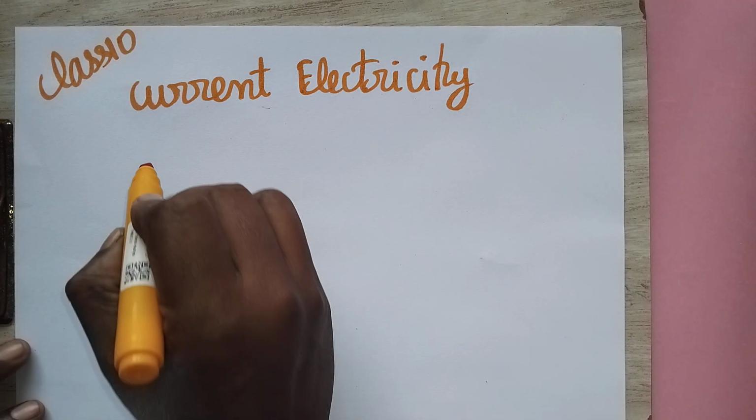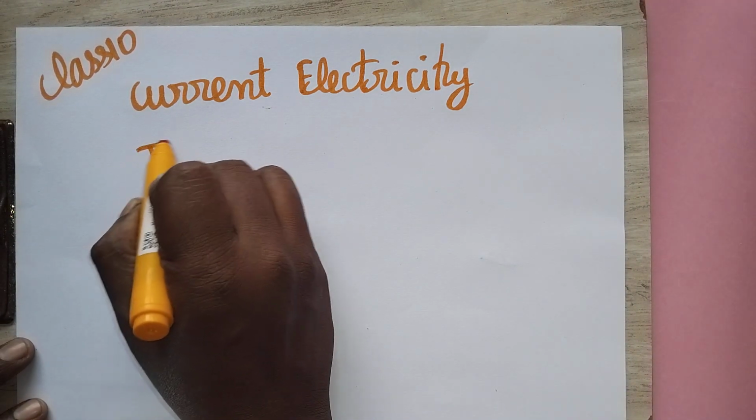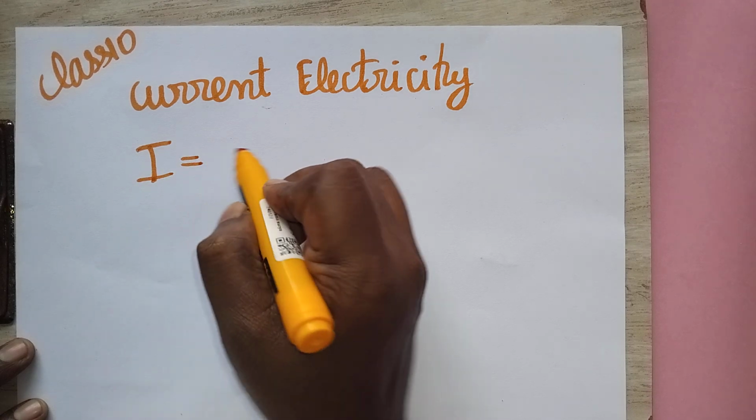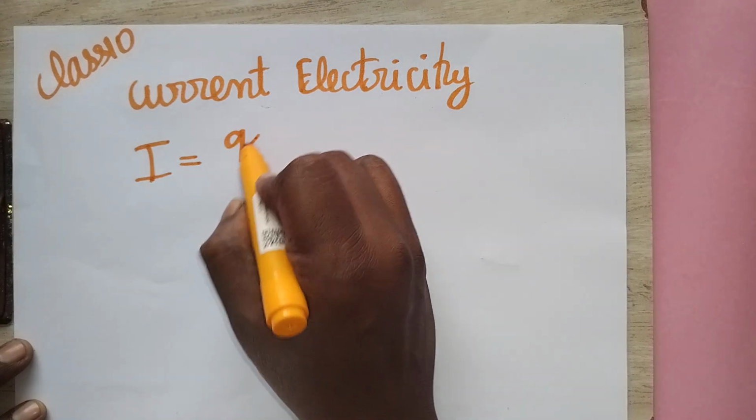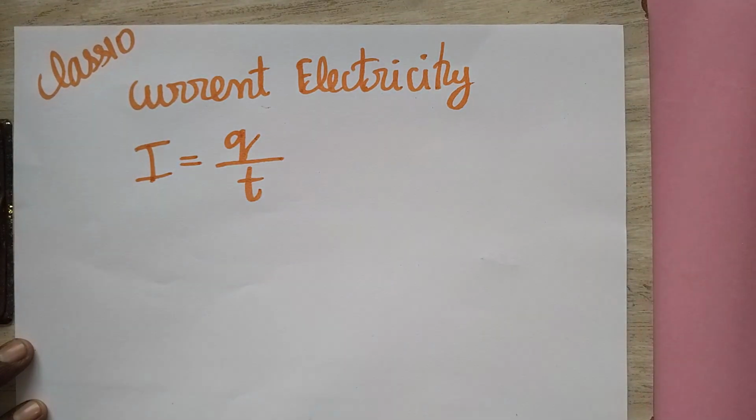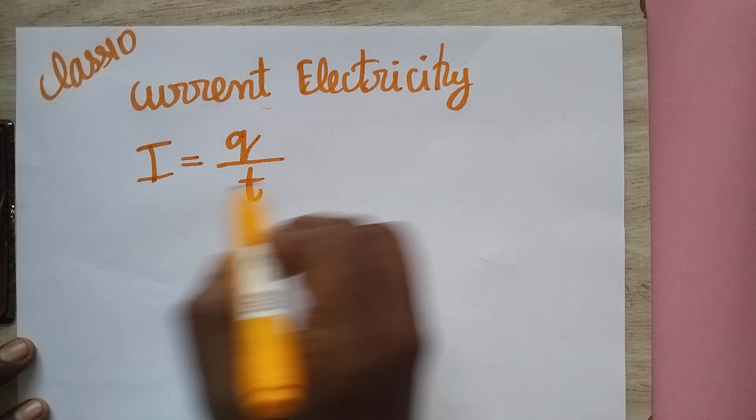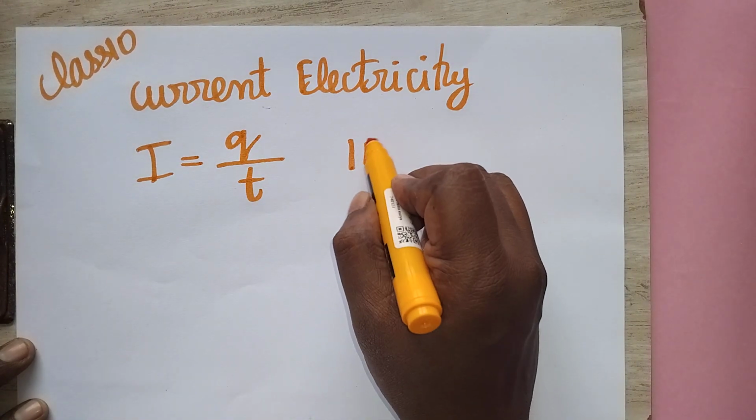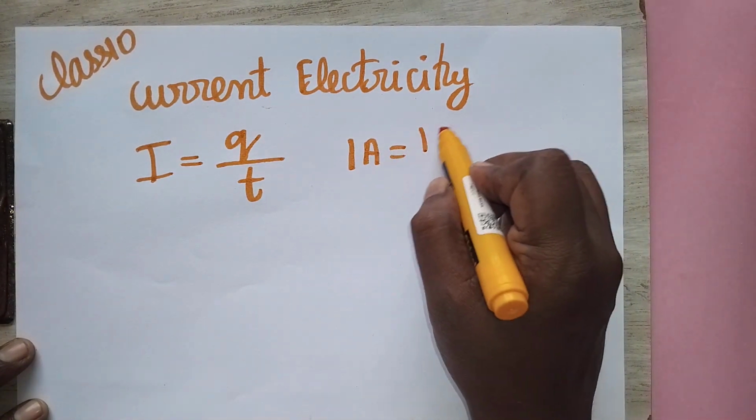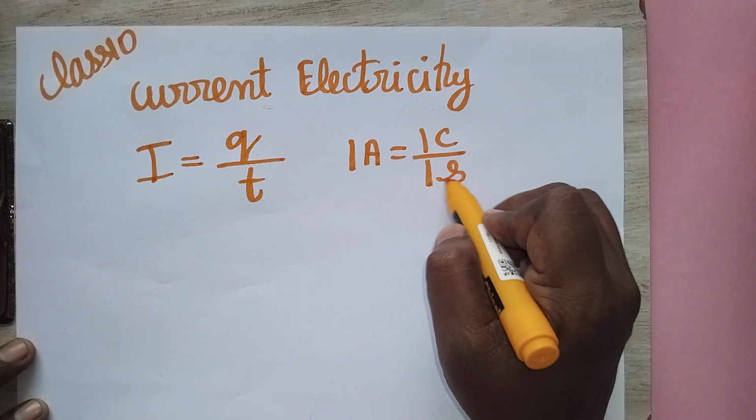From the beginning we'll start. The first thing, define current. Current is defined as the rate of flow of charge. Very simple. What is the unit of current? Ampere. 1 ampere is equal to 1 coulomb per 1 second.